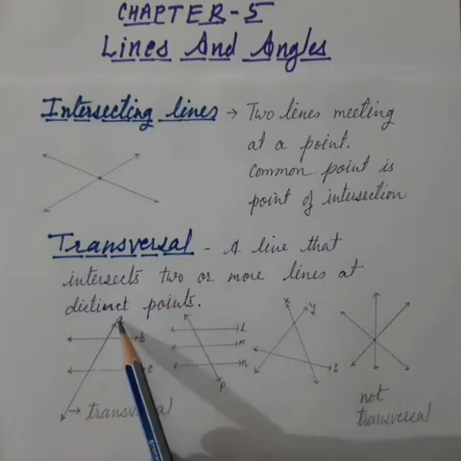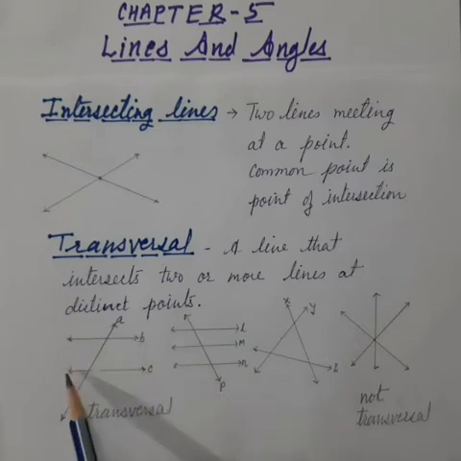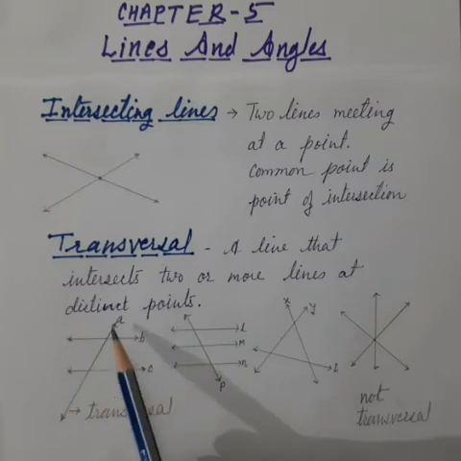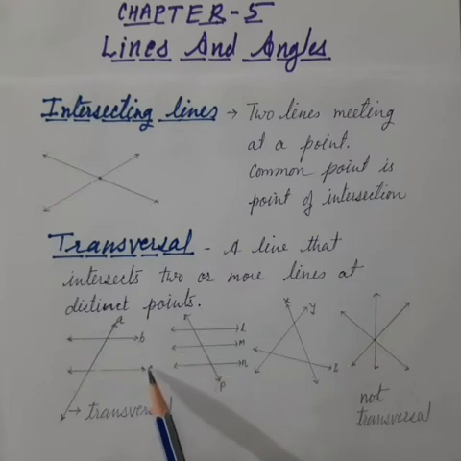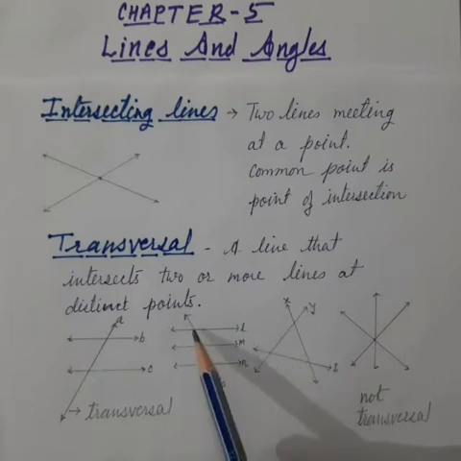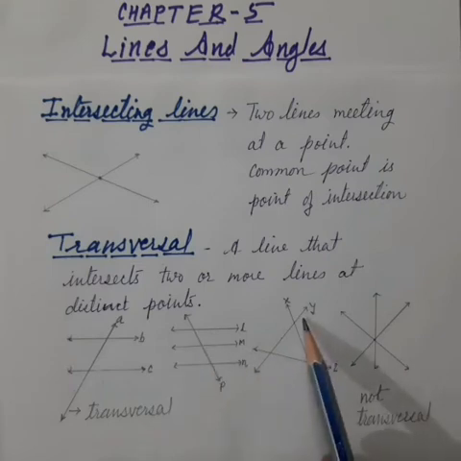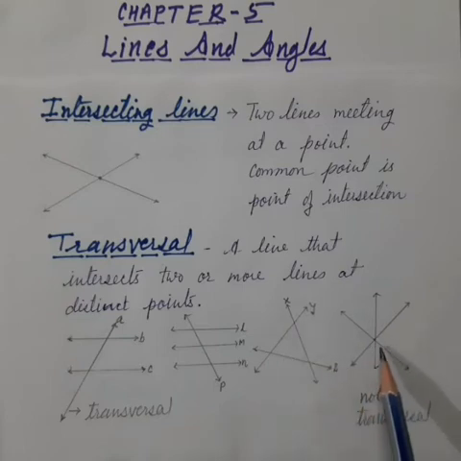Here line A is a transversal of line B and line C because it is cutting line B and line C at different points. Here also line P is a transversal of these lines because it is intersecting these lines at different points. Here also each line is a transversal of the other two, but here all the lines are intersecting at one point. So these are not transversals, they are concurrent lines.